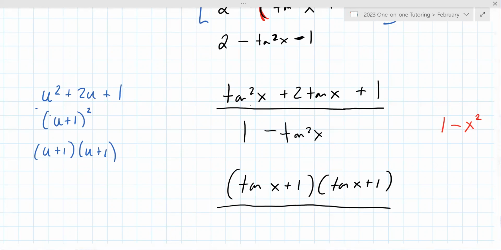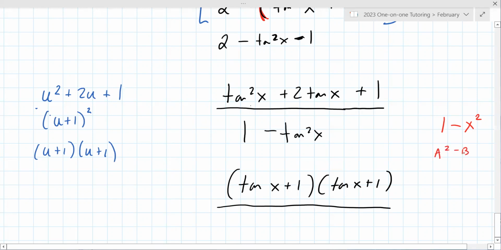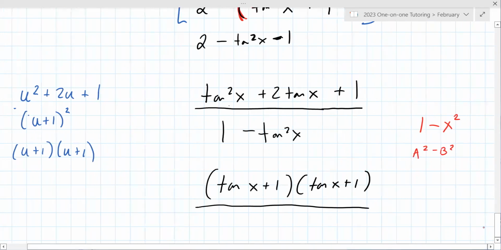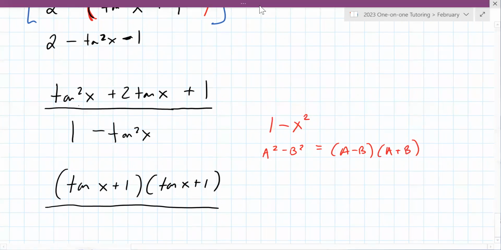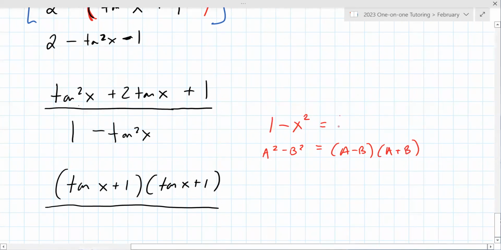So don't they have to cancel each other out so it equals 0? No, this is a difference of squares. It's a squared minus b squared, and this becomes a minus b, a plus b. So your a is whatever you square to get back to 1, which is 1. B is whatever you square to get x squared. So 1 minus x, 1 plus x.